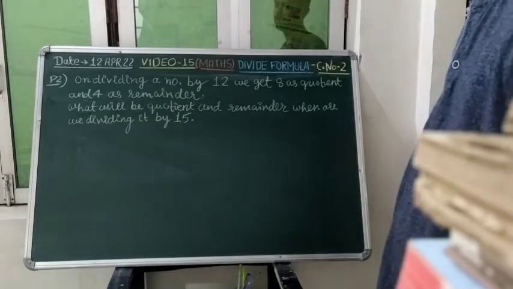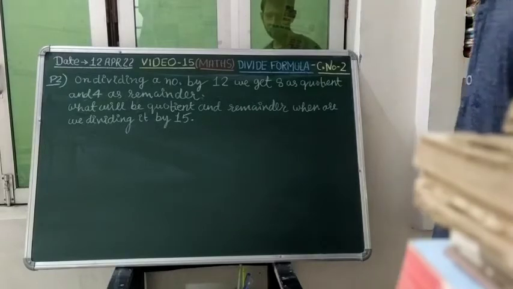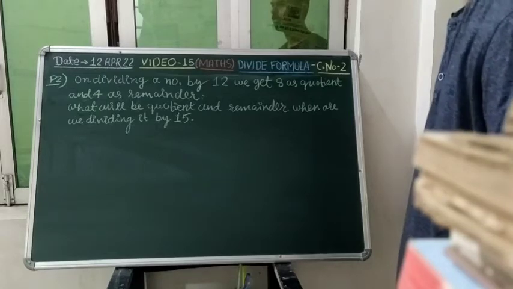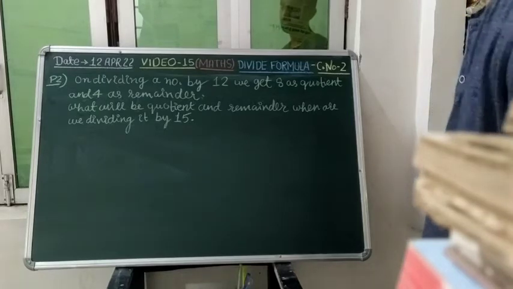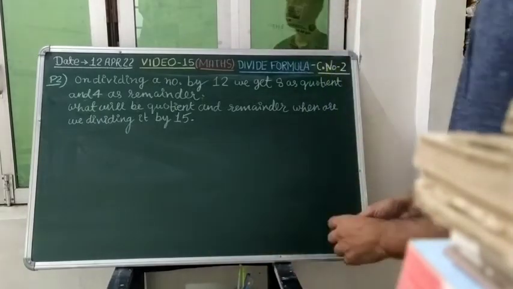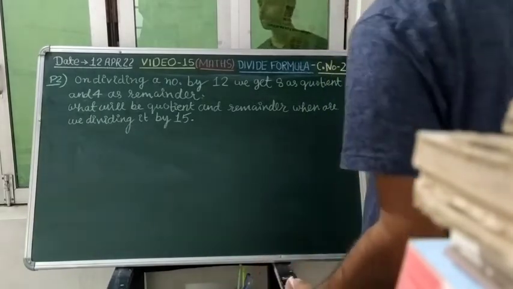Now come to problem number 2, and it is based on the same way as problem number 1. So read it. On dividing a number by 12, we get 8 as quotient and 4 as remainder. What will be the quotient and remainder when we divide it by 15? Read it out and decode it.